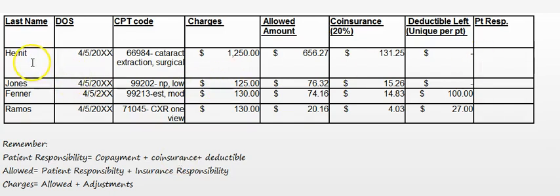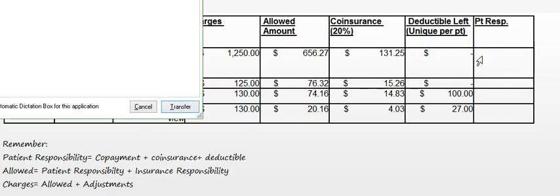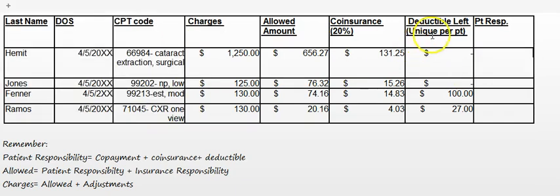So let's go back to our patient Hemet. We see that there is an allowed amount of $656.27, of which the calculated 20% is $131.25. And we notice that the patient has no deductible left, which means he's met all of his deductible already. So the patient responsibility in this case is the $131.25.